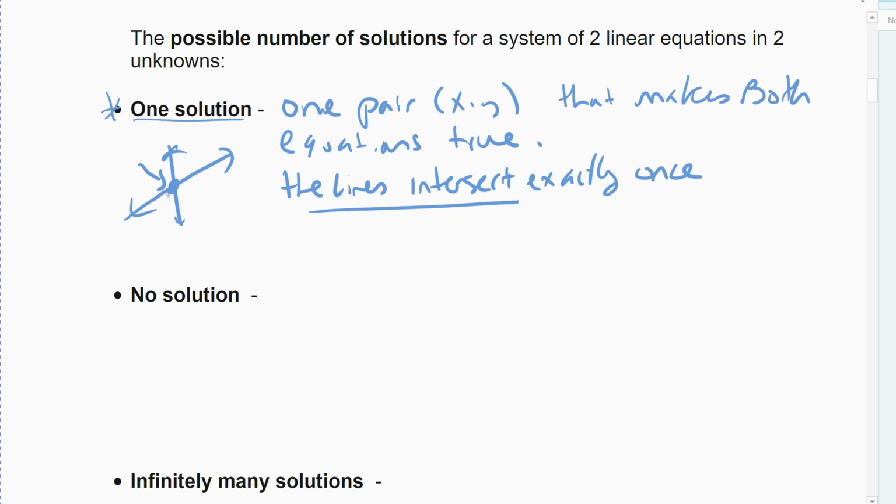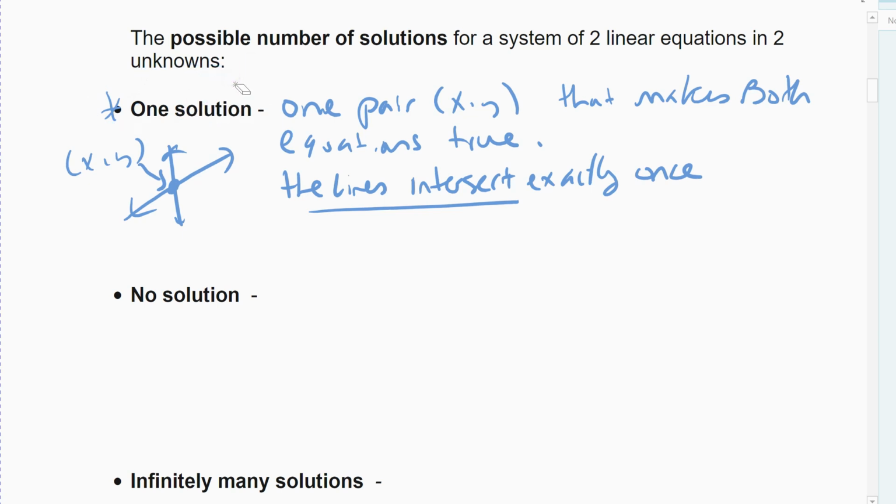Well, that would be the moment they share, right? That's the point that makes both of them true. And that's the only point that makes this one solution. There's one point on both lines. There's one x value paired with a y value that make both of them true. And that's the most common case. And when we get to applications, that will be the only case we have.